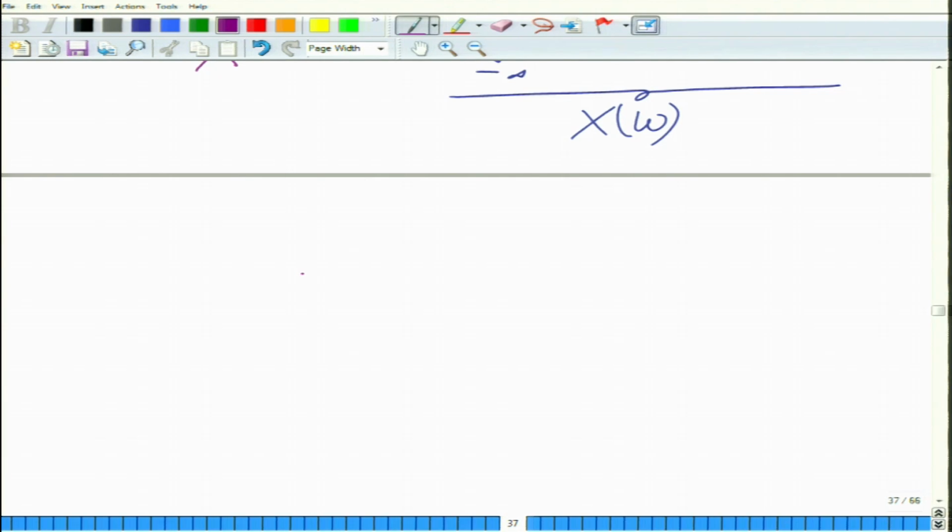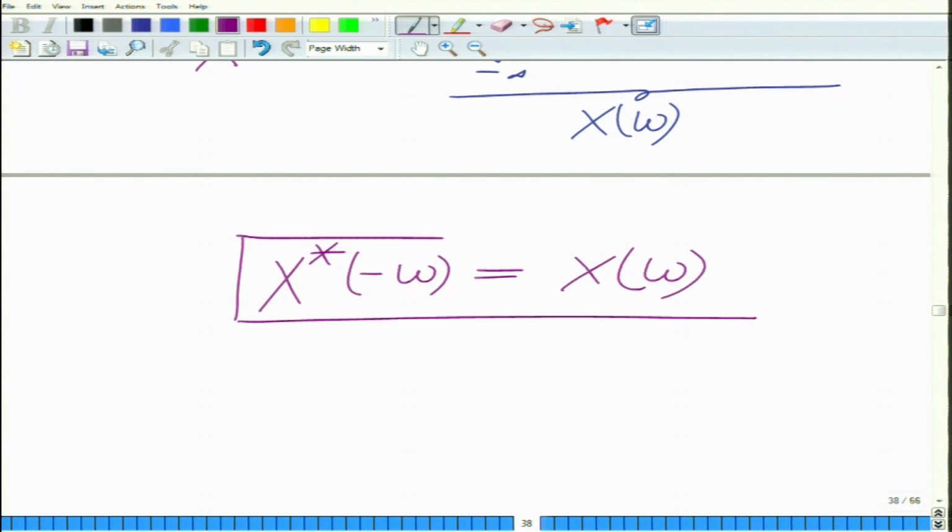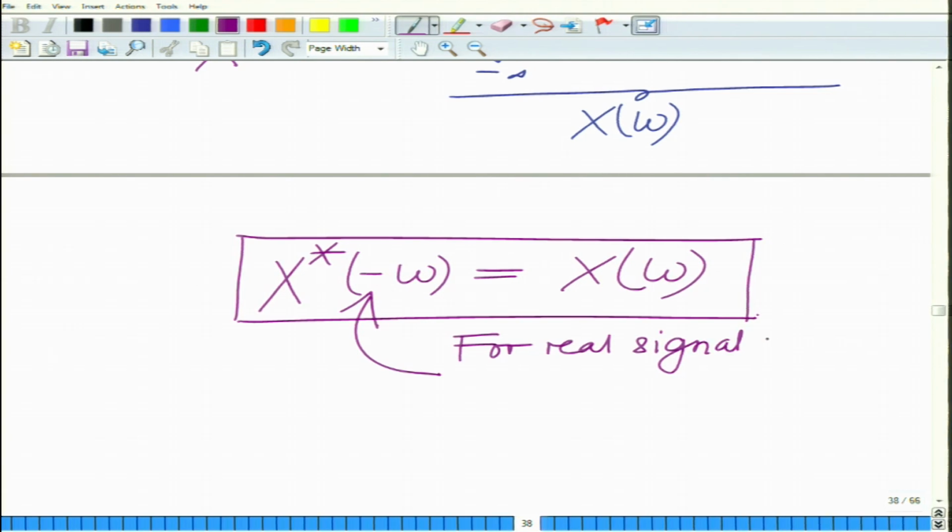So, for a real signal, the Fourier transform at minus omega is the conjugate of the Fourier transform at omega. So, we have X conjugate of minus omega equals X of omega for a real signal x of t. Okay.